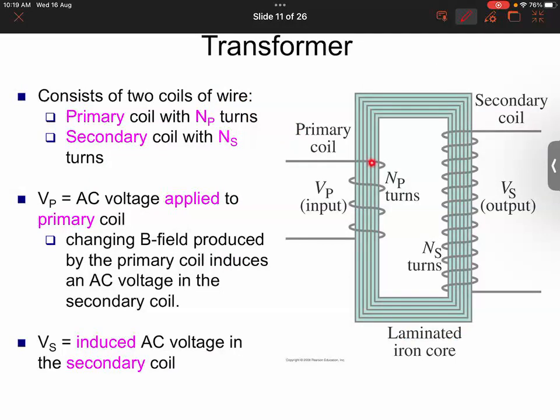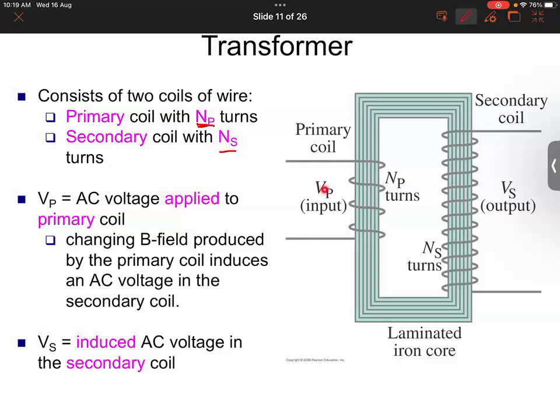The primary coil, we can describe by the number of turns made on this side of the core. Let's call that NP, the number of turns in the primary coil. In the secondary coil, again, you have wire coiled around on this end of the core. We can characterize that coil by its number of turns. Let's say NS is the number of turns in the secondary coil.